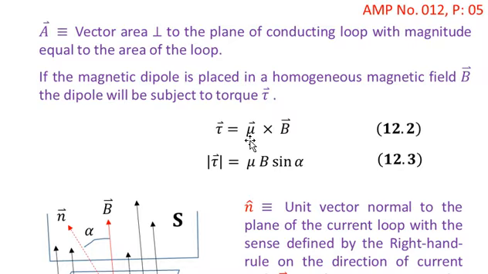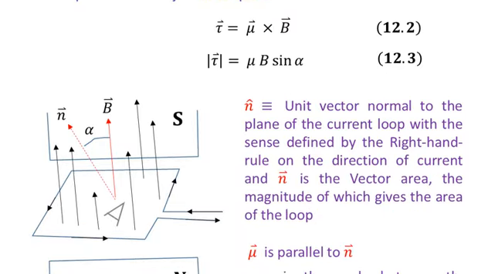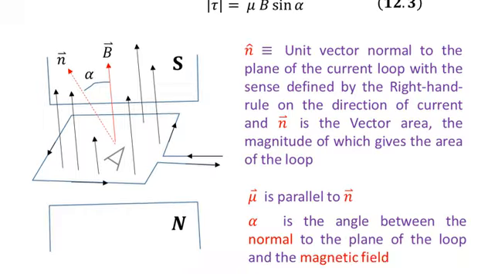So when this atom is placed in an external magnetic field capital B, then the dipole moment of the electron will experience a torque, and this torque is given by tau is equal to mu cross B. And the magnitude of this one is tau mod is equal to mu B sine of alpha, where alpha is the angle between the vector mu and the vector B.